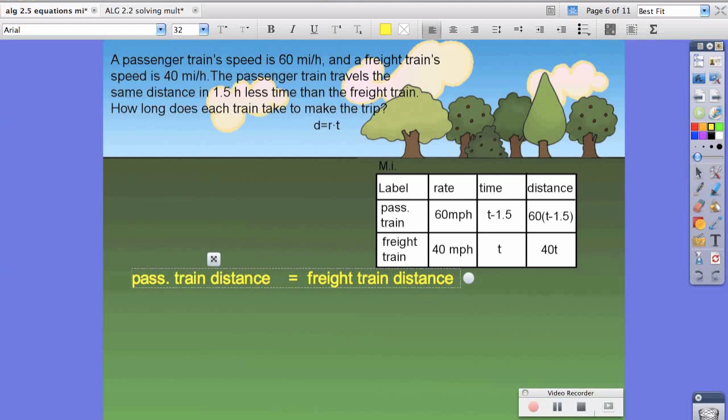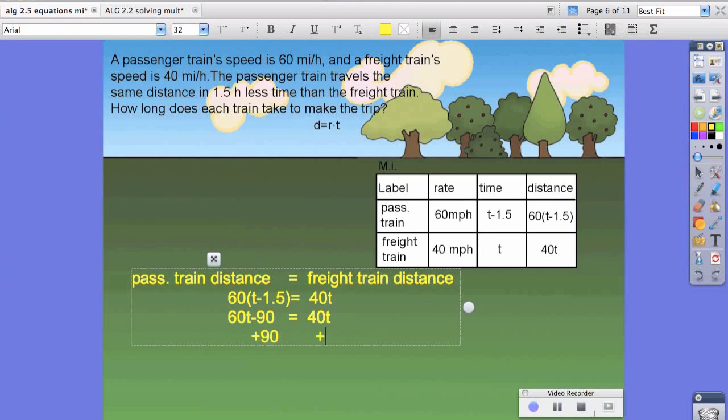Again, because we know that they're equal to one another, I could say the passenger train's distance is 60 times the quantity t minus 1.5 equals the freight train's distance, which is just 40t. So using the distributive property, we're going to find that we have 60t minus 90 equals 40t. Then what we're going to do is add 90 to both sides.